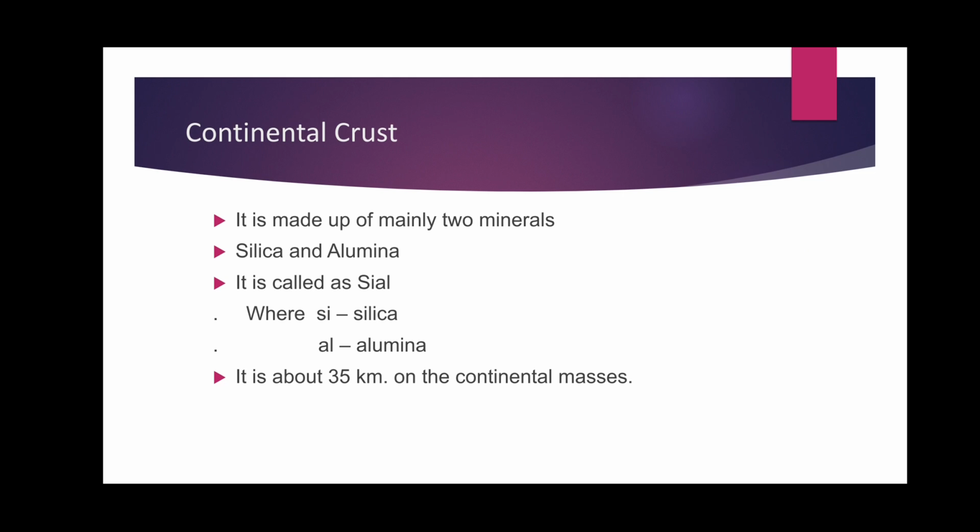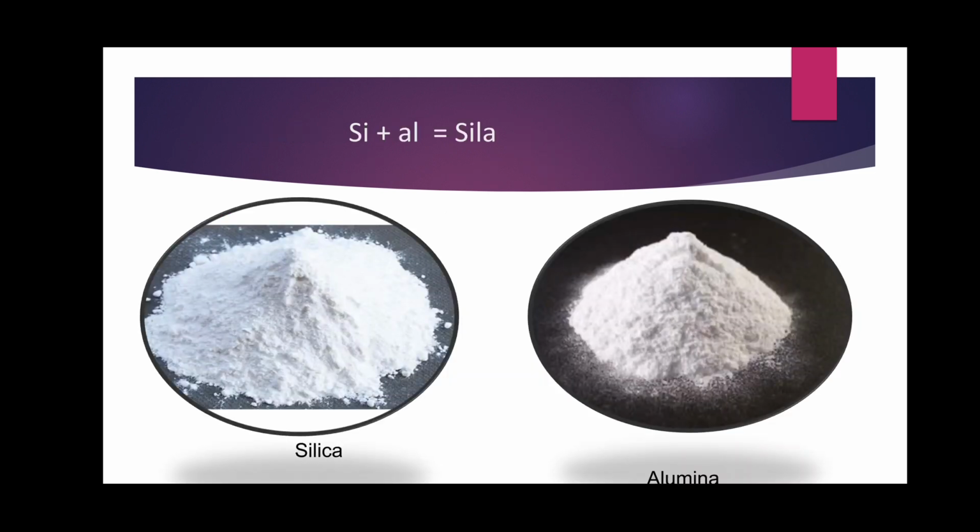Hence it is called Sial, where Si means silica and Al means alumina. So the total continental crust is about 35 kilometers on the continental mass. So below the continent we have 35 kilometer depth of continental crust. So see students, Si and Al, Sial, that is silica and alumina.